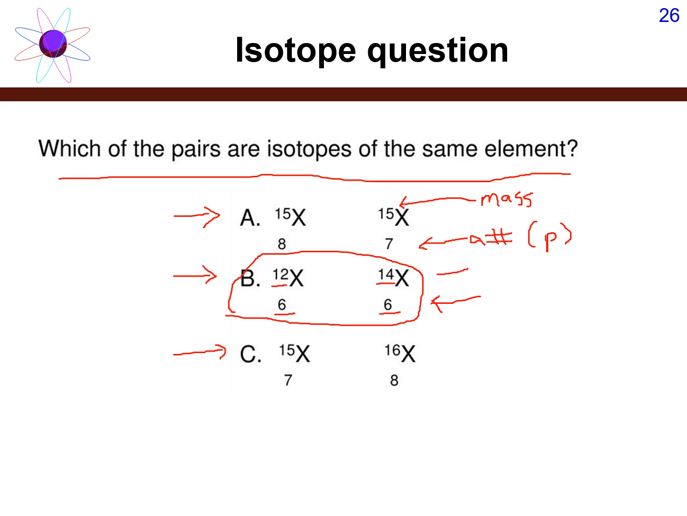They just vary in their mass, which is a variation in their neutrons, because that's what isotopes are. They're the same element. It's just their mass is different because they have a different number of neutrons in their nucleus. So the answer here would be B. These are isotopes of each other.